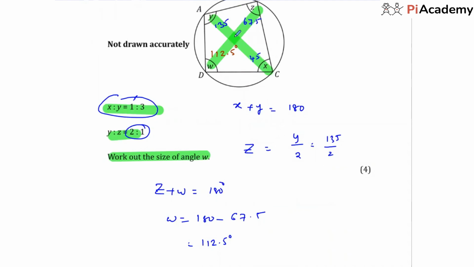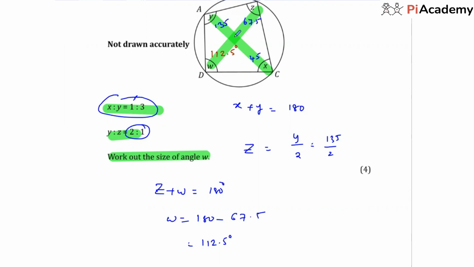You should understand that opposite angles add up to 180 degrees. Sorry, not opposite sides, opposite angles. Okay. So if you remember that, we'll be able to do this question very easily. So guys, we have only two or three minutes left.